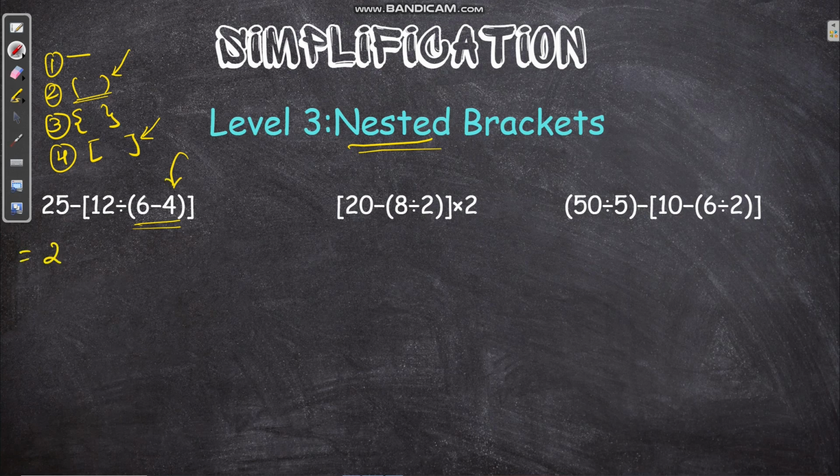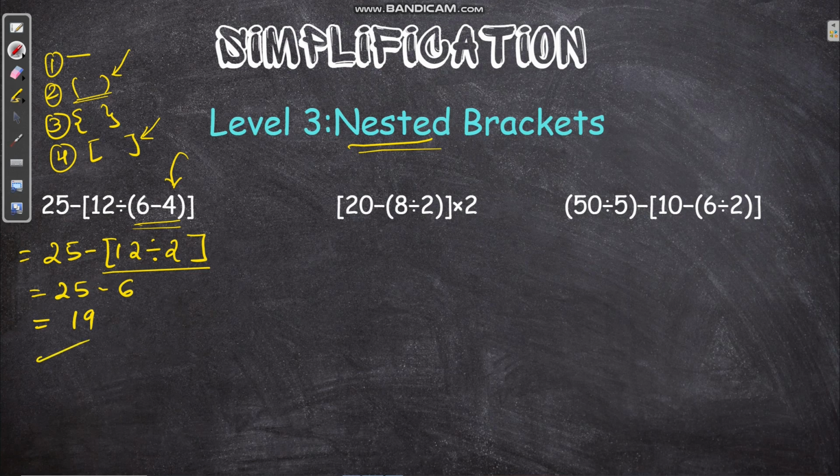So I'll just write down 25 minus, keep it as it is, you don't have to do anything to the other numbers. So 6 minus 4 is 2, right? So I'll write 2 over here. Now I need to solve the square bracket. So what is the square bracket? Inside the square bracket you have 12 divided by 2, that is 6. Now you have only one operation, that is subtraction. So 25 minus 6 is 19. So 19 is the correct answer for this question.